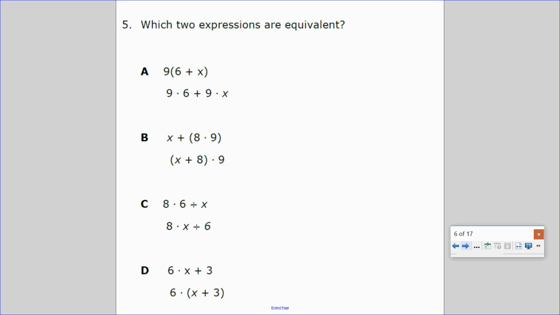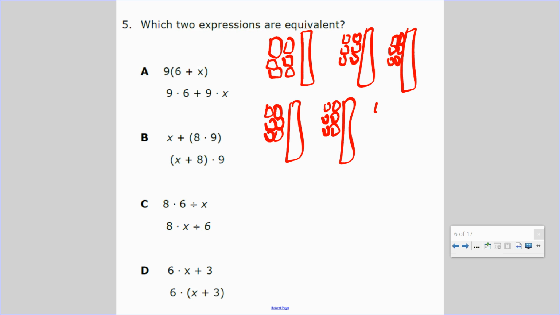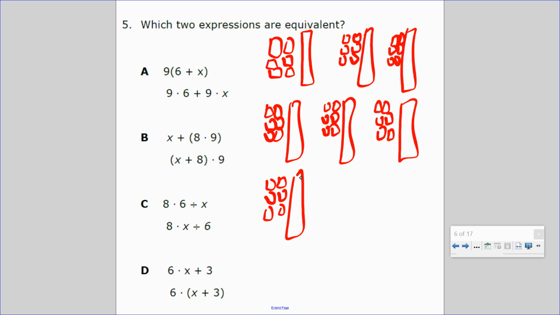Let's look at A. 9 groups of 6 plus x. So I could draw 6 plus x, but I have to draw 9 of them. 1, 2, 3, 4, 5, 6, x. Again, 1, 2, 3, 4, 5, 6, x, repeating for each group, because it says 9 groups of 6 plus x.